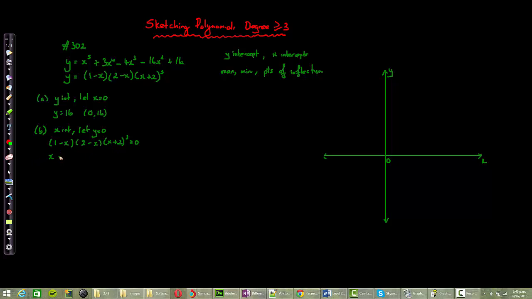Well, that will occur when x equals 1, because 1 makes that bracket 0, and 0 times the other brackets will still be 0. Another value will be when x is equal to positive 2, because that bracket will become 0. So something times 0 times something is still 0, and also when x equals negative 2 for similar reasons, because it makes that bracket 0. So we have these x-intercepts if I write them as points.